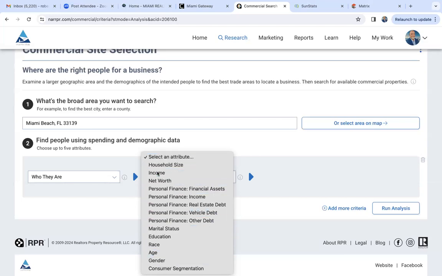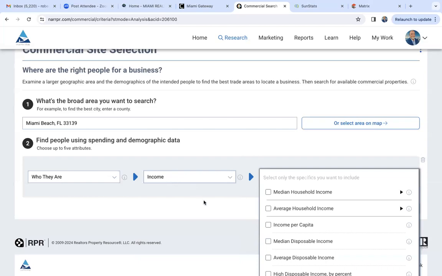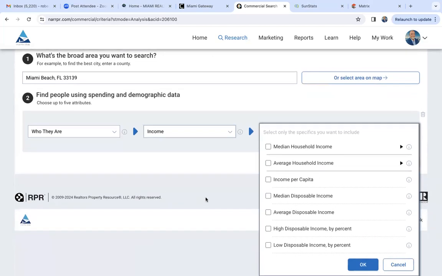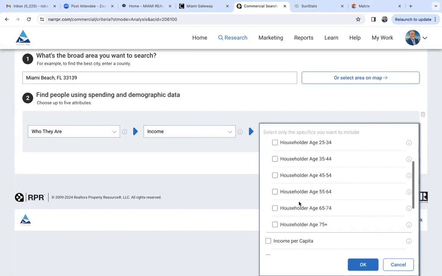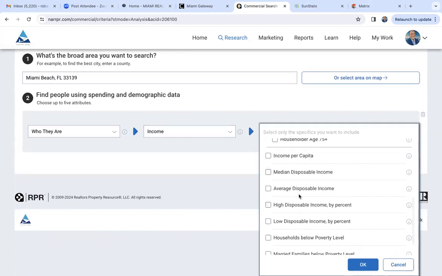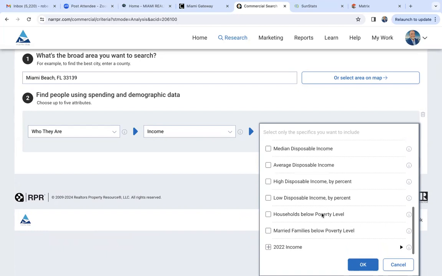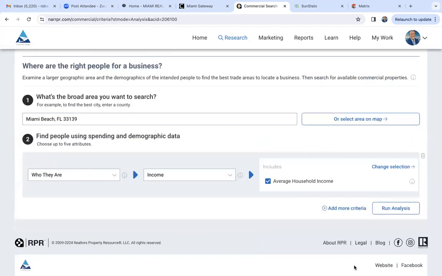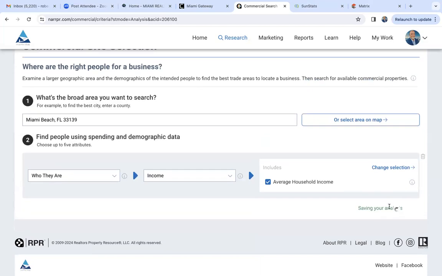We're going to go with income. All right, let's go with the average household income. You guys can do any age range or just do it all in general. You can also do income per capita. Income per capita means per person. You also can go with disposable income. All right, I'm just going to go with all income here, and then let's go ahead and click on run analysis.